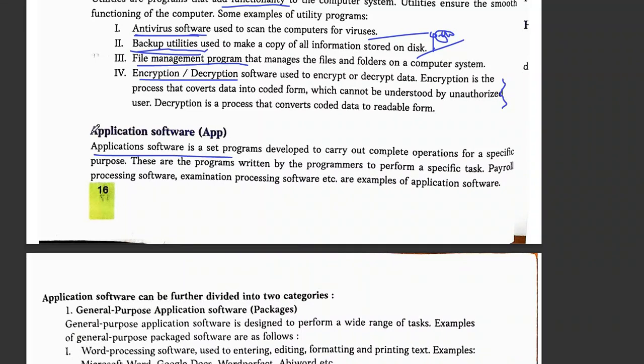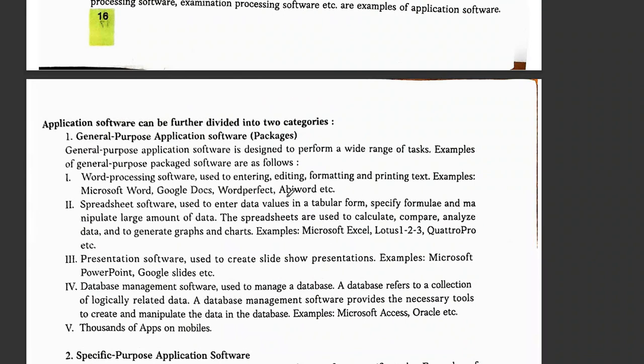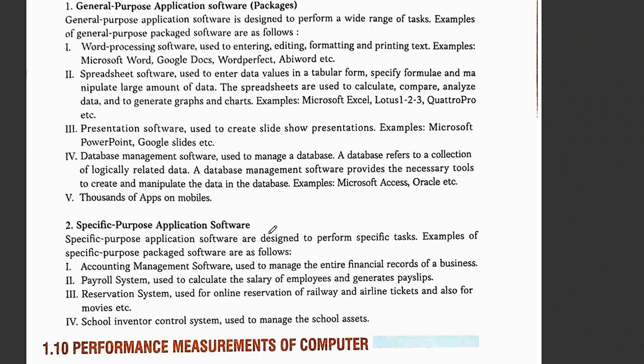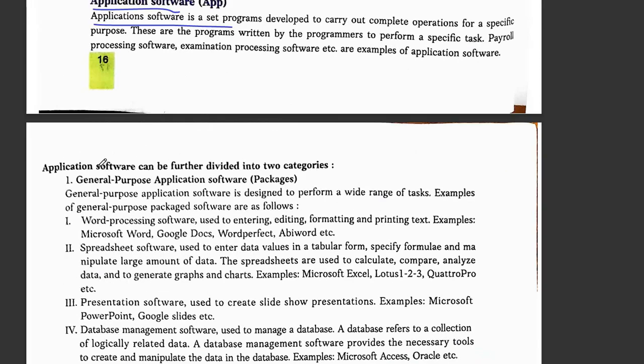So those kinds of software that are used for those kinds of purposes are called application software. Application software can be further divided into two categories: general purpose application software and specific purpose application software. General purpose application software, which ones are those? Word processing software.